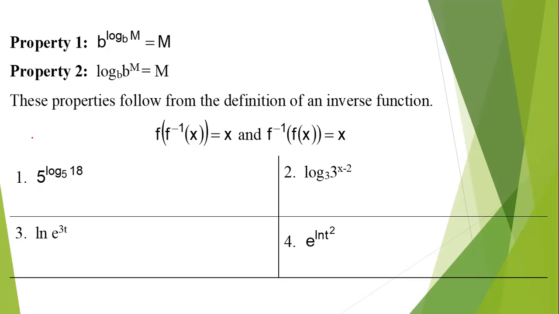So here, this is property 1. Using property 1, I have a power base of 5, a log base of 5. They cancel each other out. The answer is 18. Do you see that? Okay, using property 2, I have a log base of 3, a power base of 3. They're going to cancel each other out, and I'm just left with x minus 2.